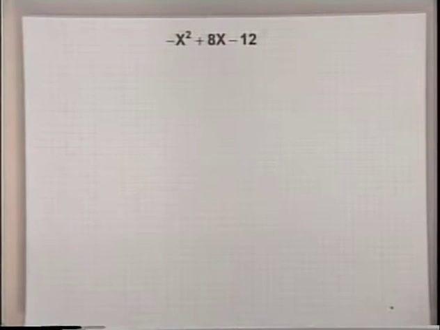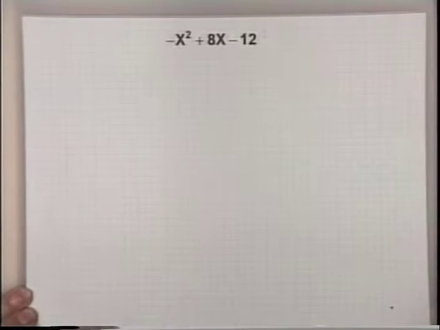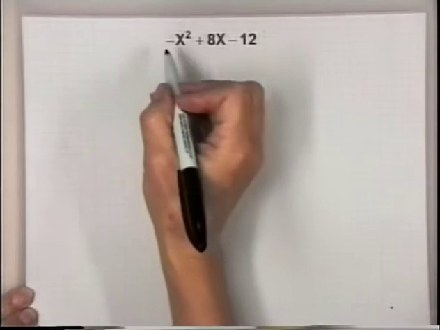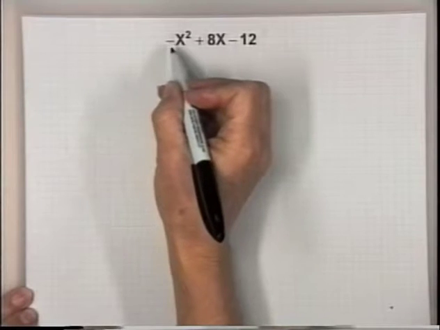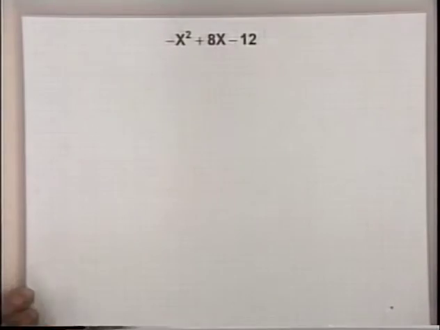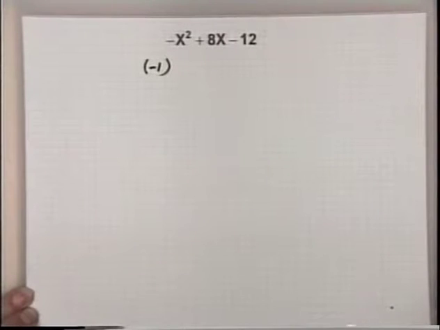Now this problem is a little different from some that we've seen because notice our first term has a negative sign. We have not factored any that had a negative first term. What we're going to do to make this problem look more like what we have done in the past is we can treat this negative 1 coefficient of x squared as a common factor for all of these terms. So we're going to factor out negative 1.